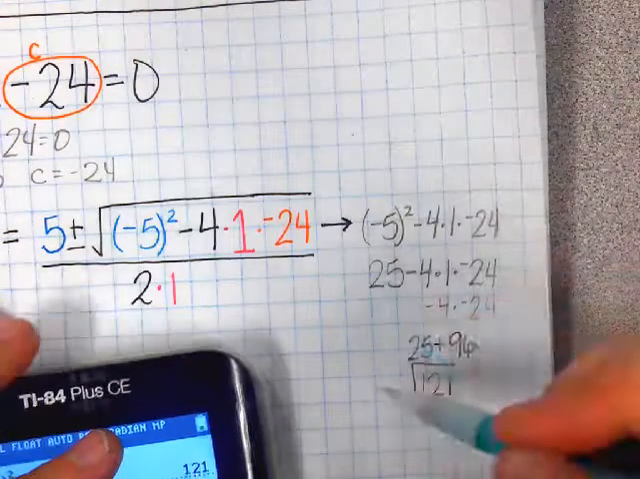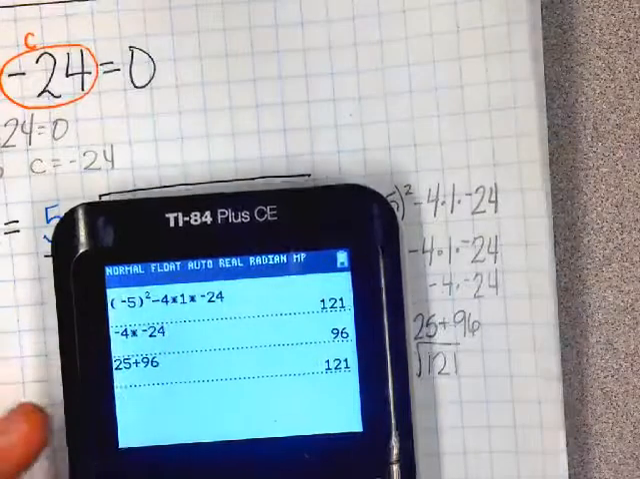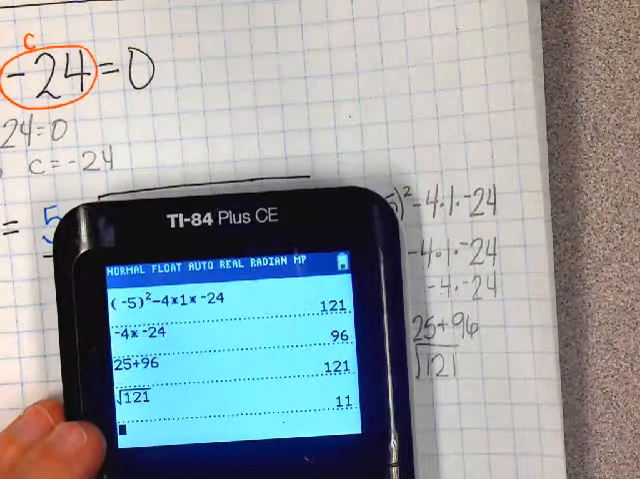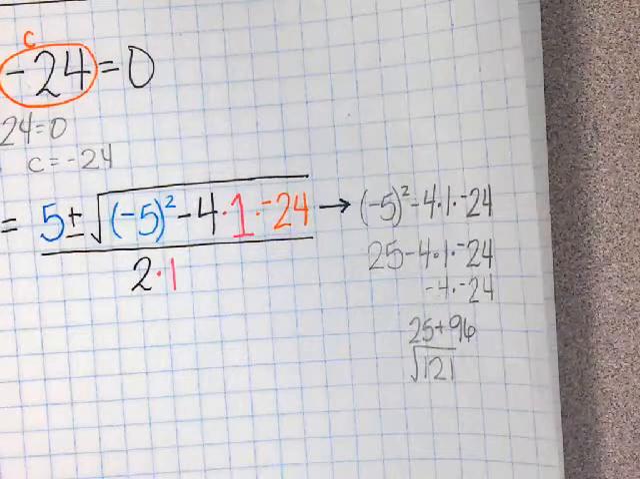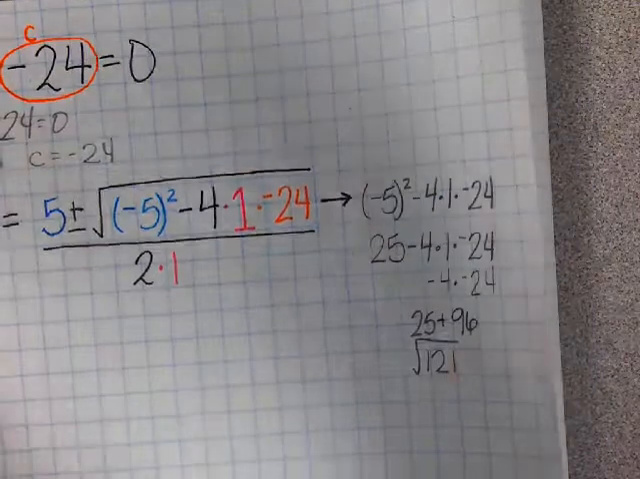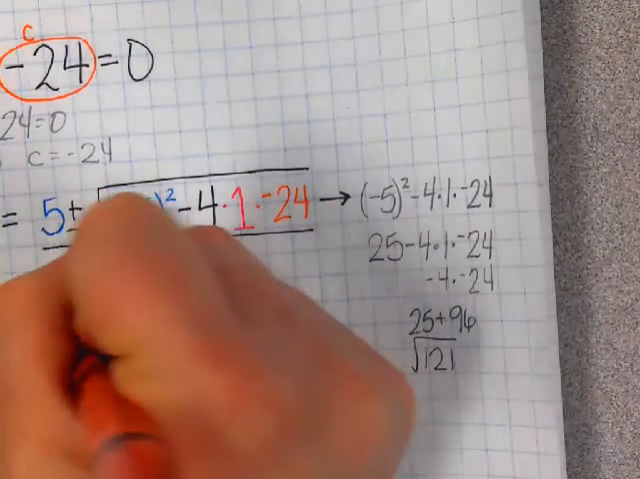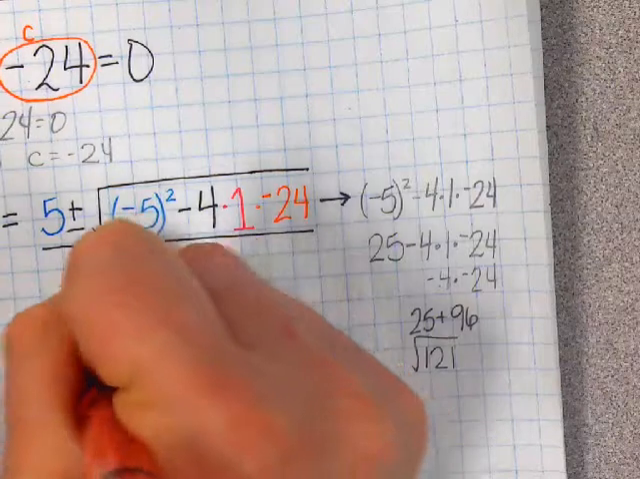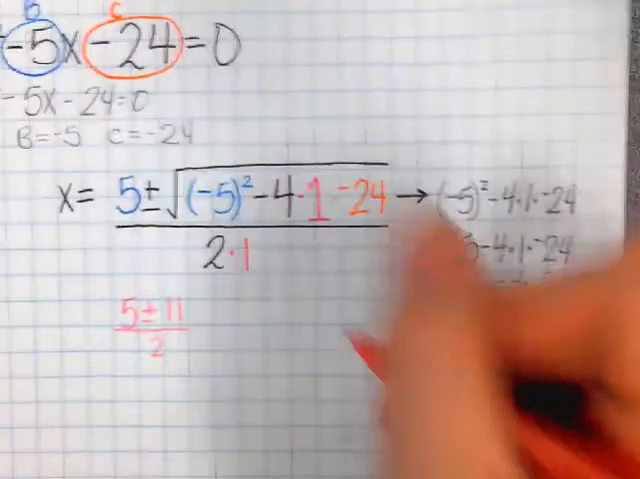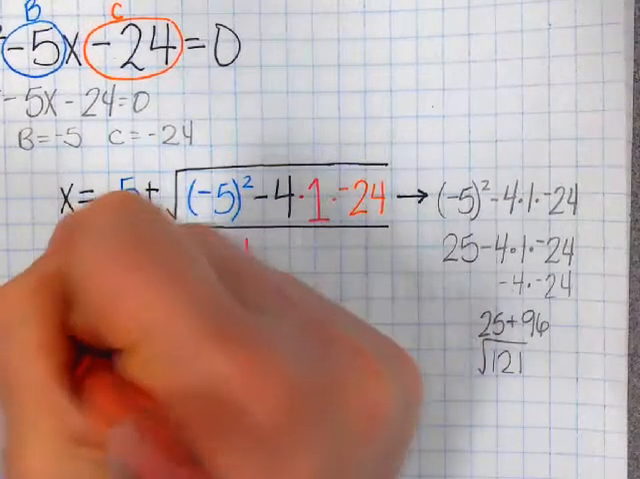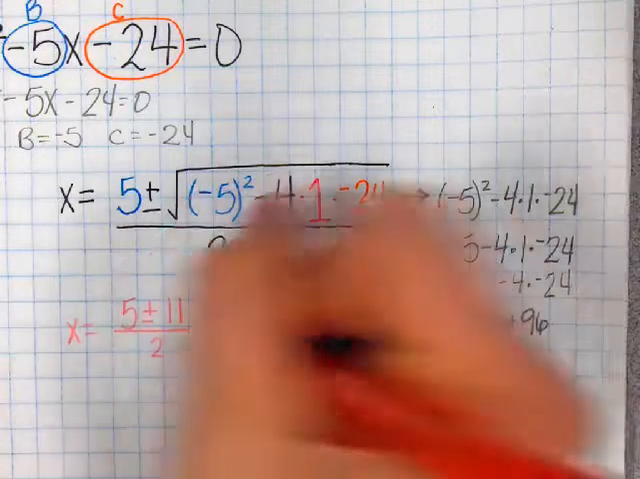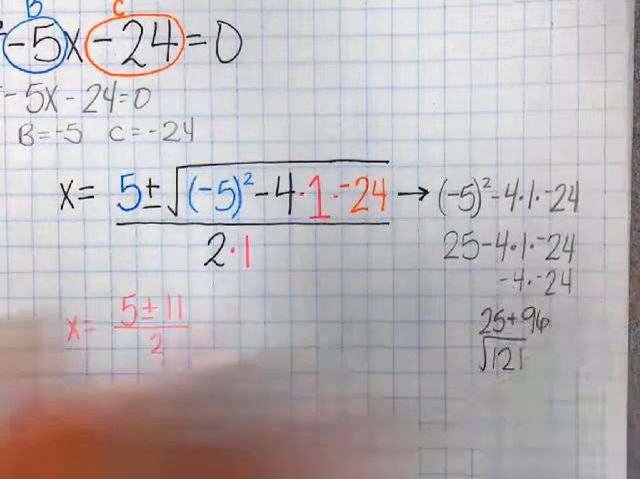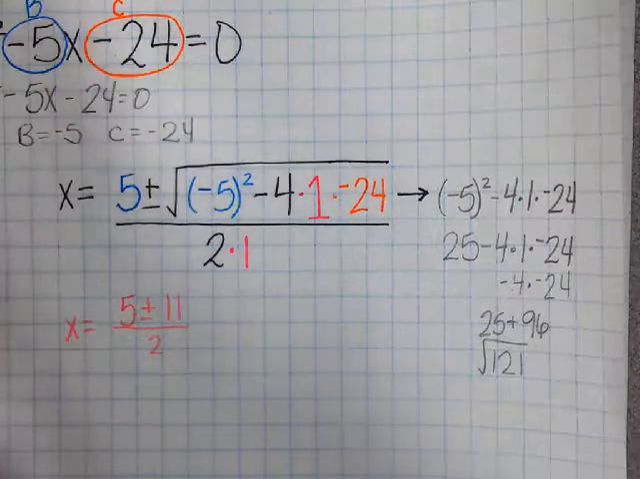So it'd be the square root, because this is all squared. Square root of 121, I'm sorry, is 11. So I would then write this as 5 plus and minus 11 divided by 2. So x equals 5 plus and minus 11 divided by 2.